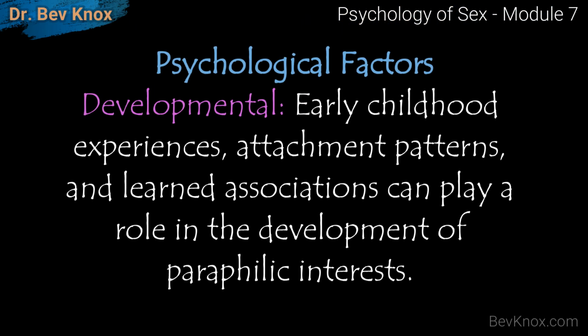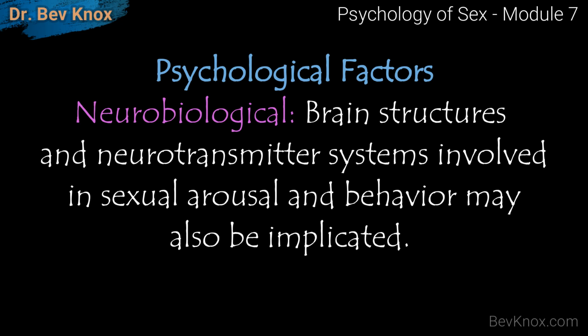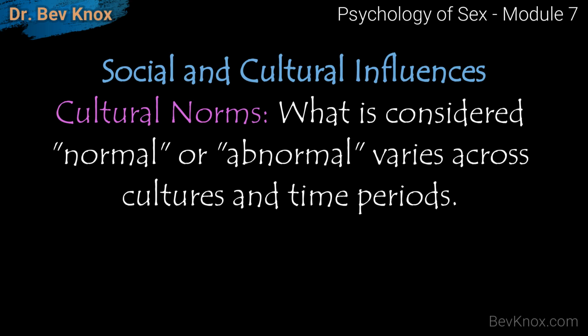Next are the psychological factors. First, developmental. This is where early childhood experiences, attachment patterns, and learned associations can play a role in the development of paraphilic interests. Next, cognitive distortions and maladaptive thought patterns can contribute to the persistence of these behaviors. Also, regarding neurobiological, this is when brain structures and neurotransmitter systems involved in sexual arousal and behavior may also be implicated.